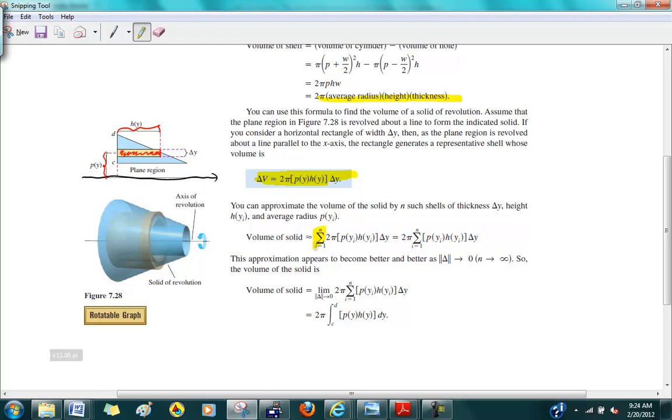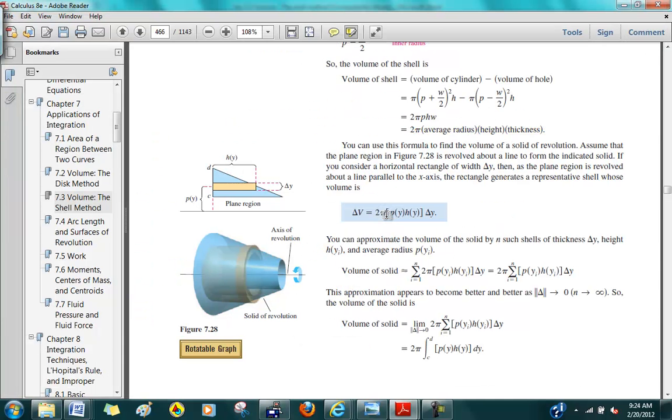Once you get that, then you know that you're going to be adding up the little volumes. Add the little volumes up, and lo and behold, we've seen this result many times before, this becomes an integral. So it's really a matter of a couple of things you need to do in this kind of problem: find p as a function of y, find h as a function of y, and then find the limits of integration. All right, so that's just the theory.